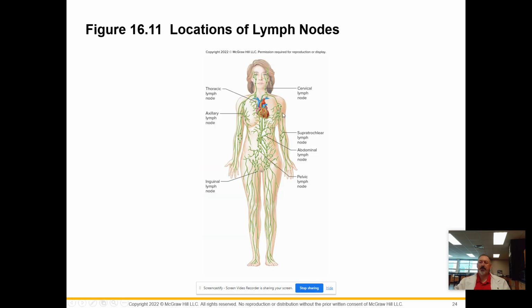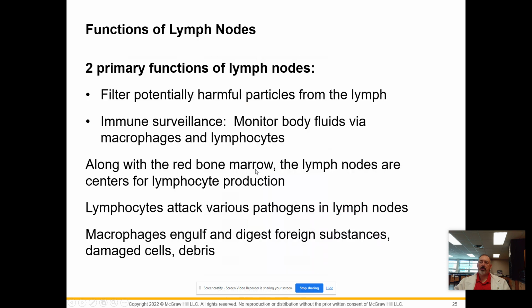Here are those different regions. The cervical lymph nodes, you can see taking care of the neck region. Thoracic, it's in the thoracic cavity. Axillary lymph nodes in the armpit. Supratrochlear by the lower mid-arm. You have the abdominal lymph nodes, the pelvic lymph nodes near the pelvis, and the inguinal lymph nodes where the leg reaches the abdominal trunk.